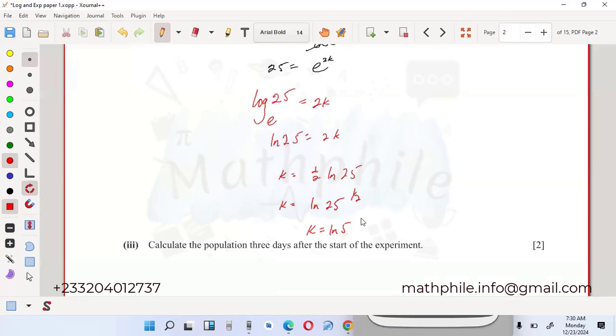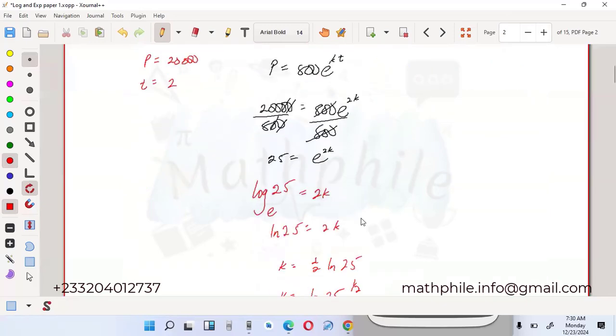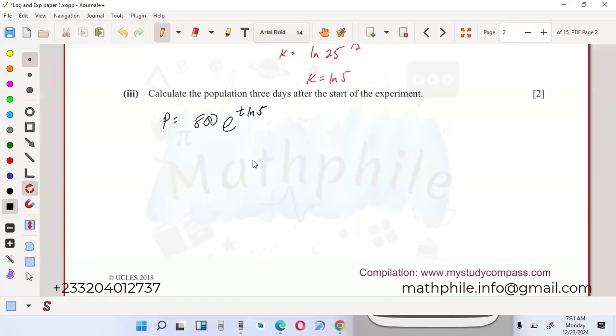From there, we can rewrite our equation. So our equation will be P is equal to 800 e raised to the power ln 5 t, since k is ln 5. Can I continue? Yes, please. Calculate the population 3 days after the start of the experiment. In this case, the parameter given was that t is equal to 3.